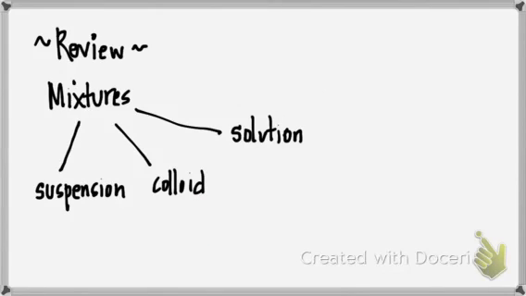Now, before we go too far into molarity, it's important to go back and do a little bit of a review from physical science or from wherever. Matter can be classified as an element, a mixture, or a compound. And really what we're looking at here is mixtures. Mixtures can be one of three: you've got your suspension, a colloid, and a solution. And a solution is really what we're dealing with in these formulas.